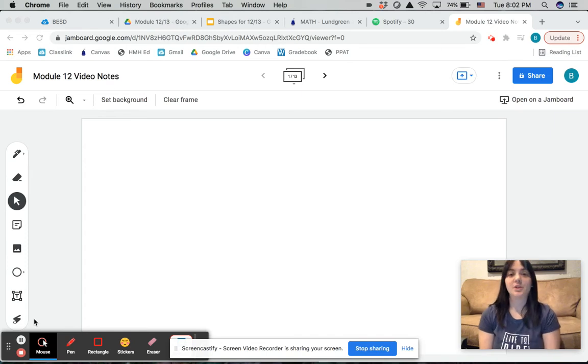All right, Module 12 and 13 are all about surface area and area. So the first thing that we're going to learn about as far as area goes is something called a parallelogram.